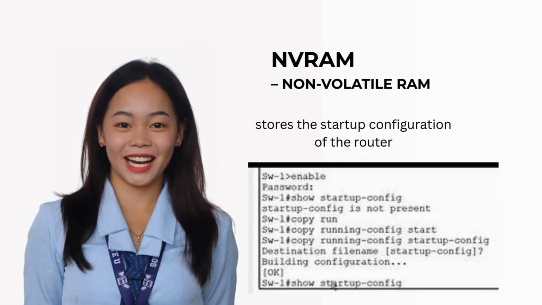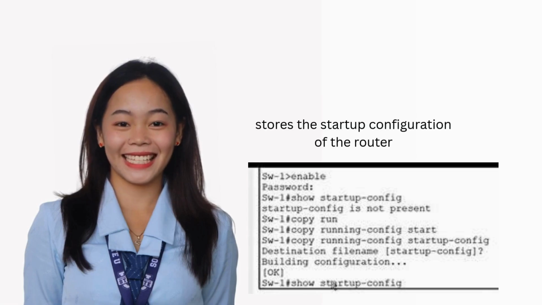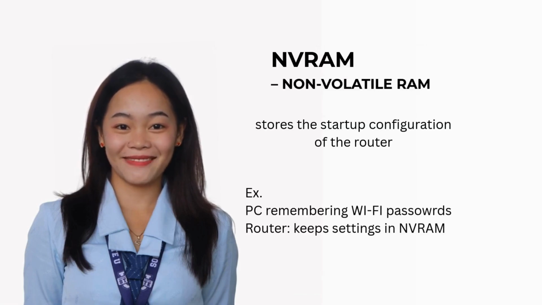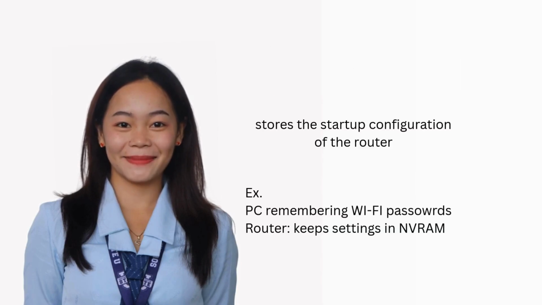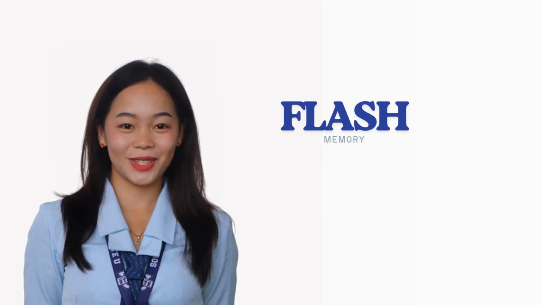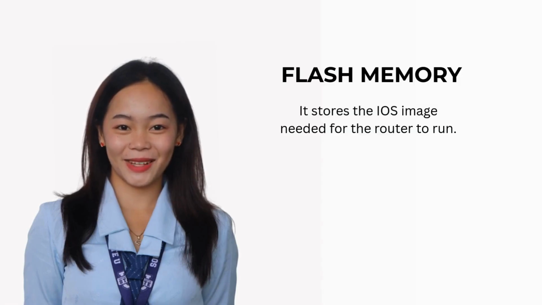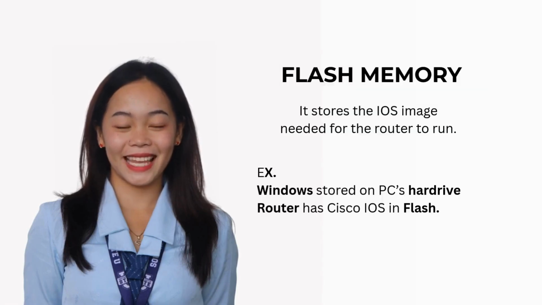NVRAM stores the startup configuration of the router and doesn't erase when turned off. Example: like your PC remembering your Wi-Fi password after restart, a router keeps its settings in NVRAM. Flash memory stores the IOS image needed for the router to run. Example: like Windows stored on a PC's hard drive.